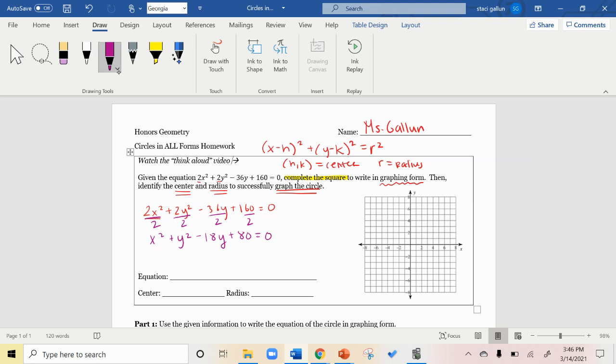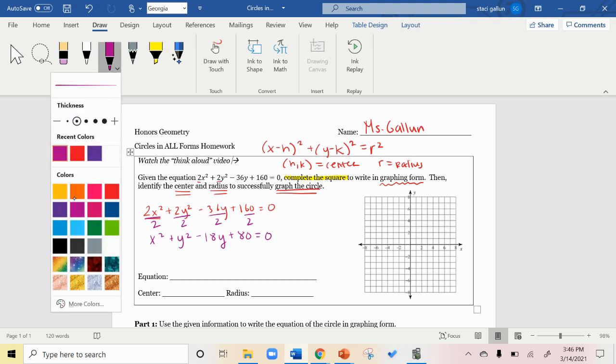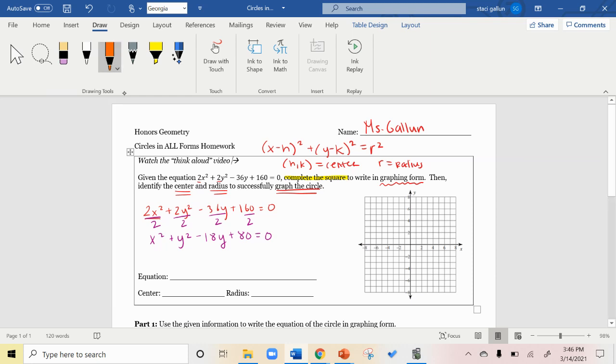Okay. So I think I'm only going to have to complete the square once, because I don't have an x term. Right? I only have an x squared term. So that must mean that it doesn't go right or left at all.